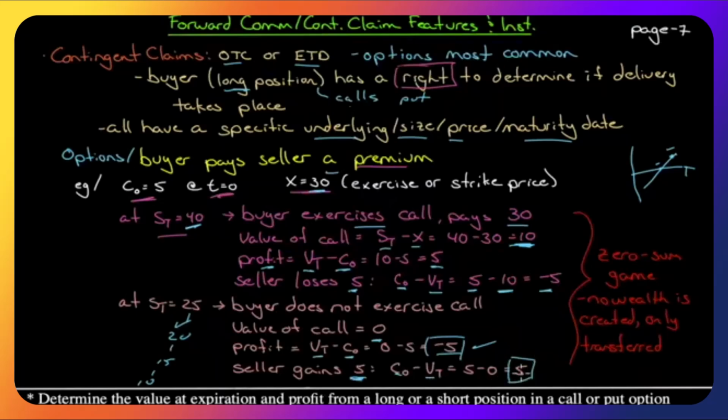Notice that for the buyer to make money, the seller would have to lose. And for the buyer losing money, the seller would make. Contingent claims are also a zero-sum game. No wealth is created, only transferred. This is true of all derivatives. Any derivative, no wealth in an economy is created with these bets, only transferred.